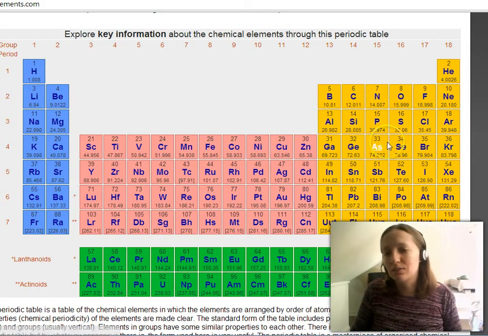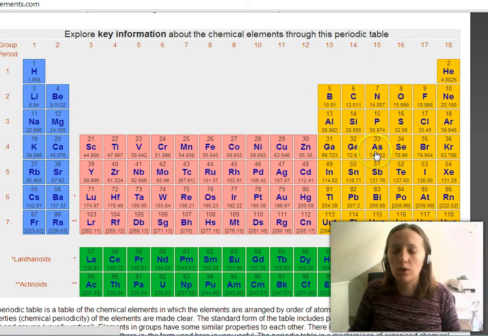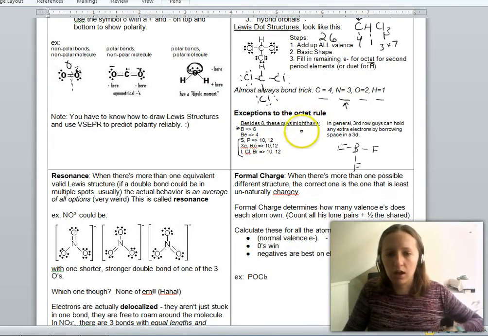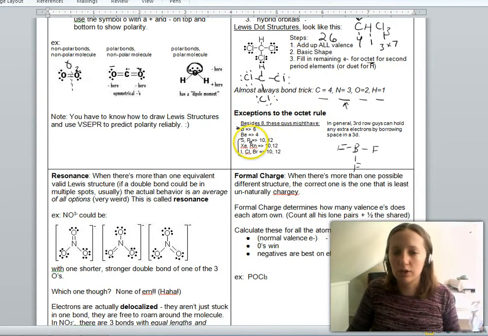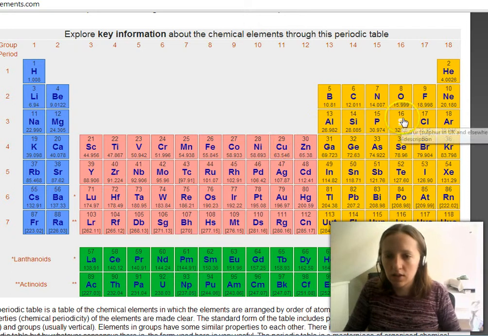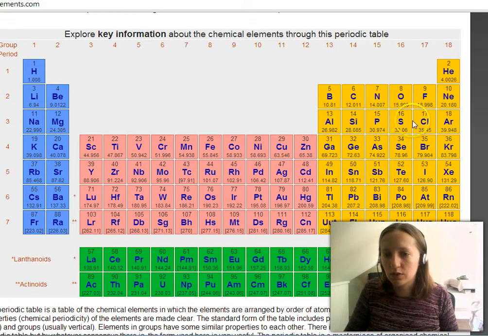orbital. And same deal with these ones, they can jam it into the 4D, and these can jam it into the 5D. So you end up with some molecules with sulfur, phosphorus in particular, xenon, radon, and iodine, chlorine, and bromine that can have 10 or 12 electrons if they are the center atom. So that's these: phosphorus, sulfur, chlorine, bromine.